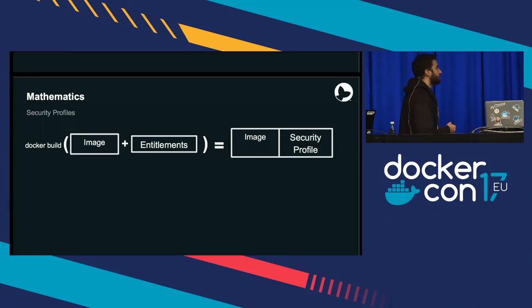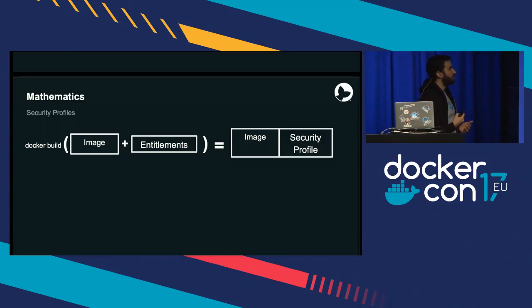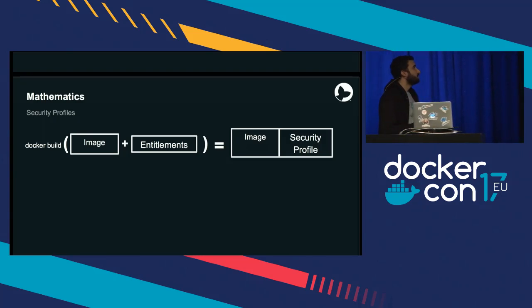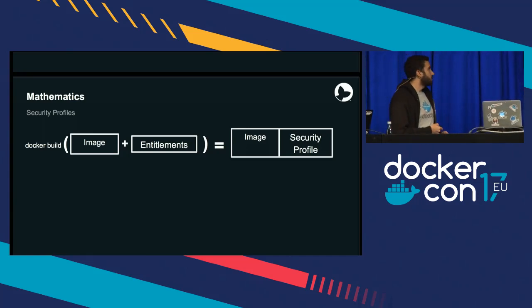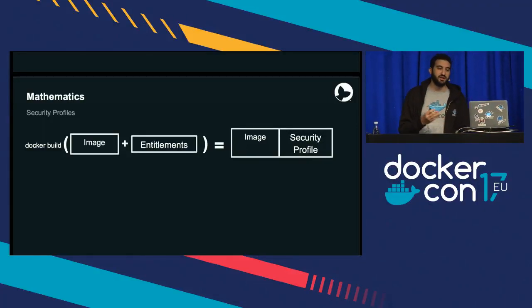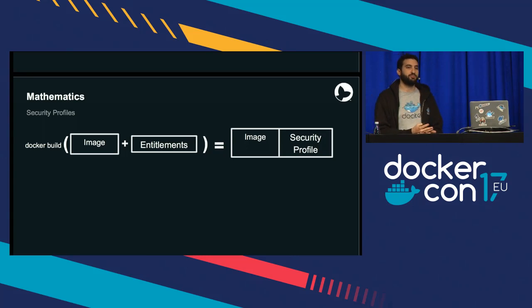So let's do some math. This is the second part of the proposal. If we manage to implement the first part, we actually get the ability for a user to have an image and a list of entitlements. Wouldn't it be great to build it and be able to have a single blob of data that contains both the image and the security profile baked in?